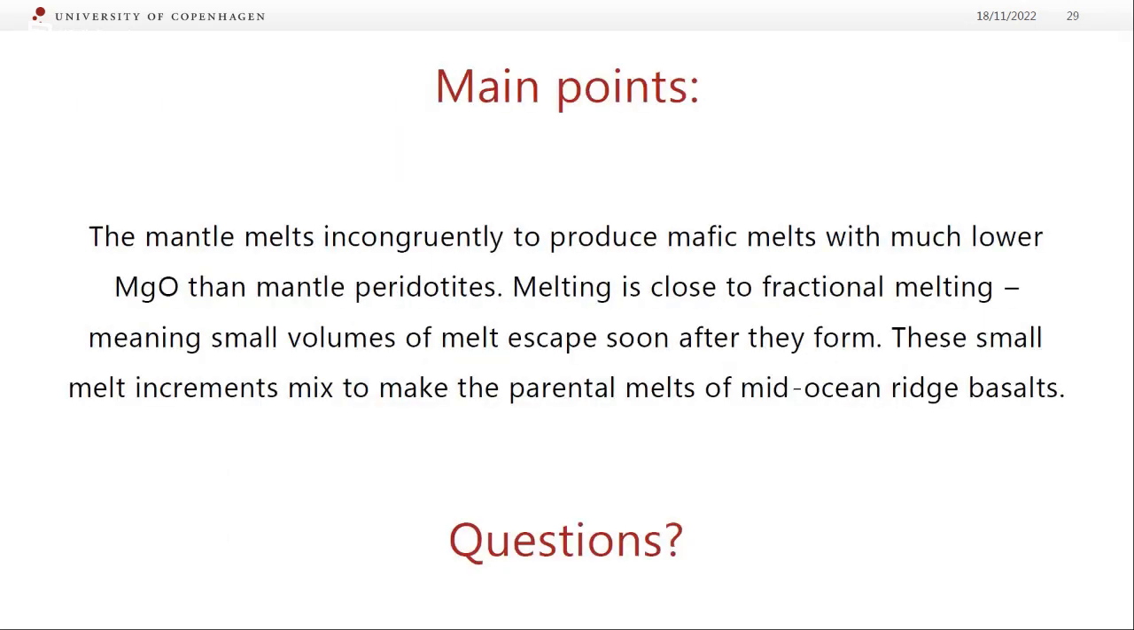Okay, so just to summarize that, the mantle melts incongruently. We get mafic melts that have much lower MgO than the peridotites that we started with. The melting is pretty close to fractional melting. It's kind of this critical melting where as soon as you form a small volume of melt, most of it escapes upwards. And these melt increments mix together, and those make the parental melts to our mid-ocean ridge basalts. Does anyone have any questions about that?